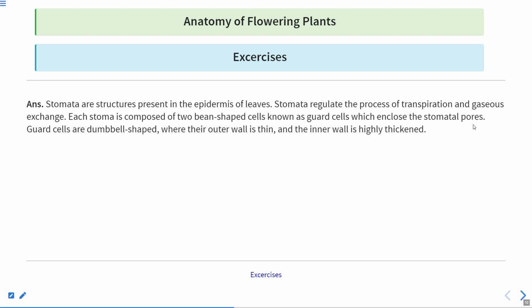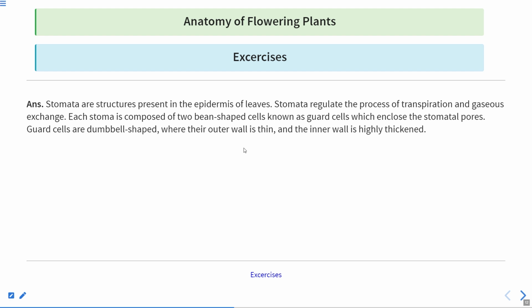So sometimes the stomata is open and sometimes it is closed. These two cells are there to regulate the opening and closing of the stomata. Now the guard cells are dumbbell shaped in grasses, where their outer wall is thin. Generally you see these cells in the shape of a bean, but in the case of grasses, the guard cells are dumbbell shaped.